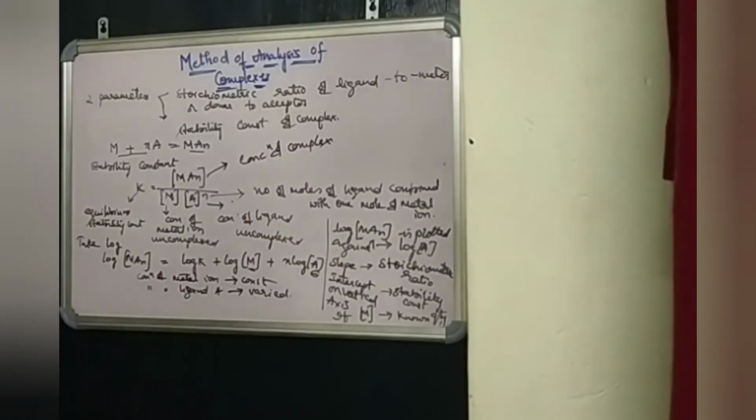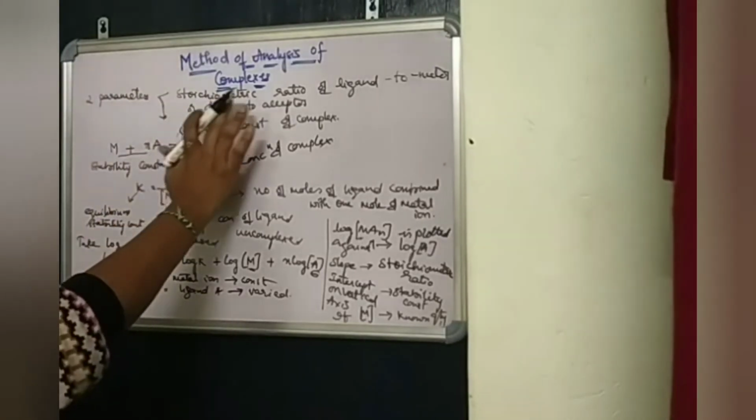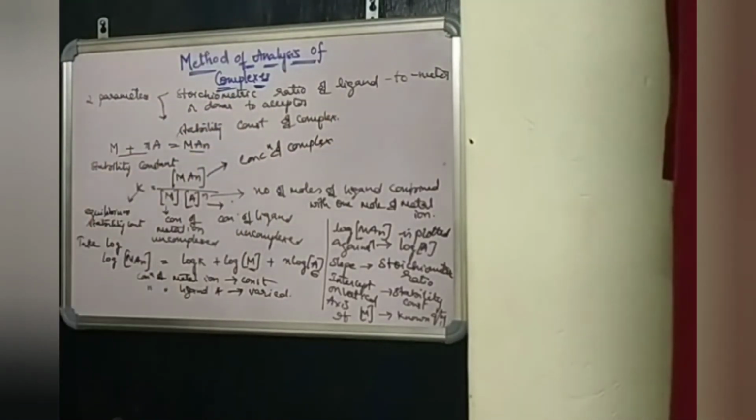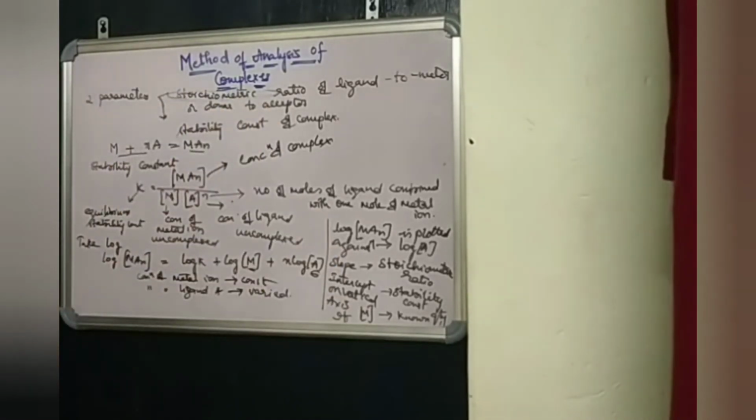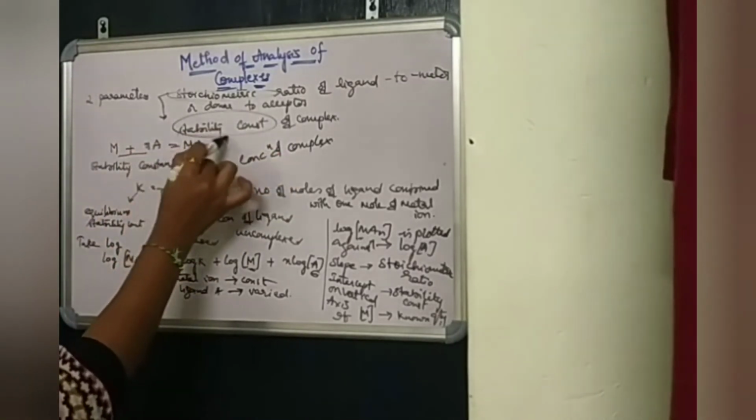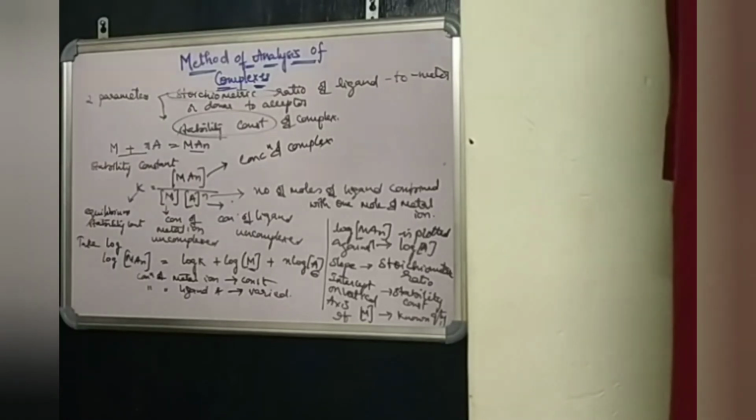Okay, this stoichiometric method of analysis of a complex depends upon two parameters, the stoichiometric ratio and the stability constant. When we plot a graph between the complex, that is log of MAn, against log of the concentration of the ligand, the slope of that line yields the stoichiometric ratio, and the intercept on the vertical axis is the stability constant. These two parameters are obtained when we plot a graph between the complex versus the ligand.